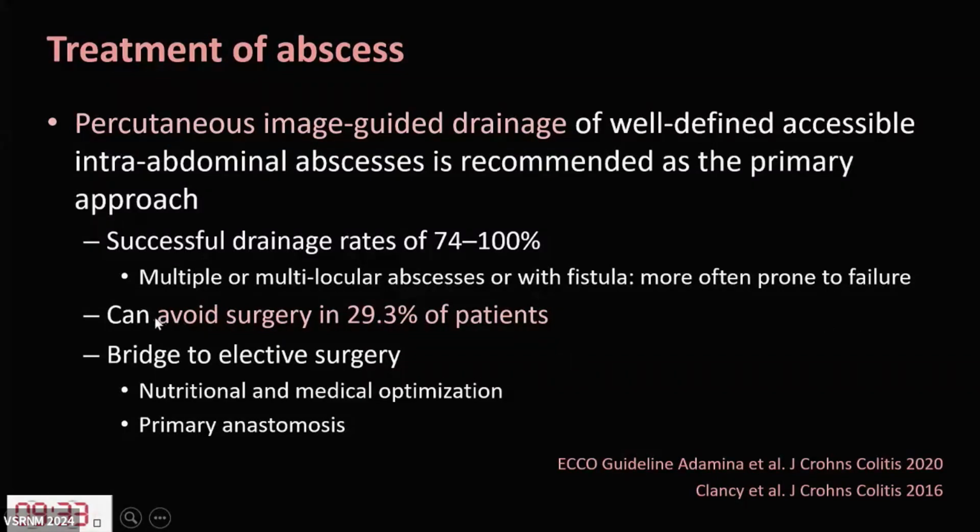And the percutaneous drainage can help to avoid surgery in 29% of patients. And it can also act as a bridge to elective surgery. So it can allow the patient to have time for nutritional and medical optimization. And the patients can have primary anastomosis after surgery rather than to have an ileostomy or colostomy.